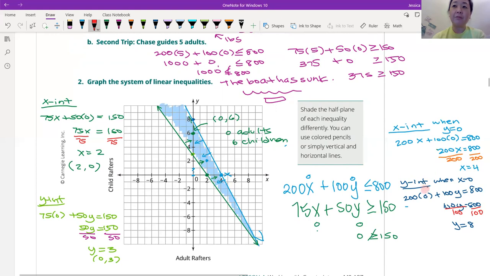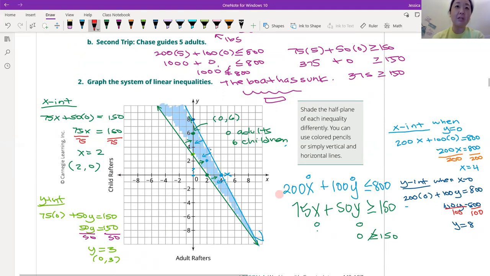Okay. And then we're going to find our y-intercept, and that's when x is equal to 0. So plug in 0 for x, and then you solve it. You get 100y is equal to 800. Divide both sides by 100, and you get y is equal to 8. You go over here on the y-axis to 8 and make the point. And here we have a solid line because it says equal to, right?